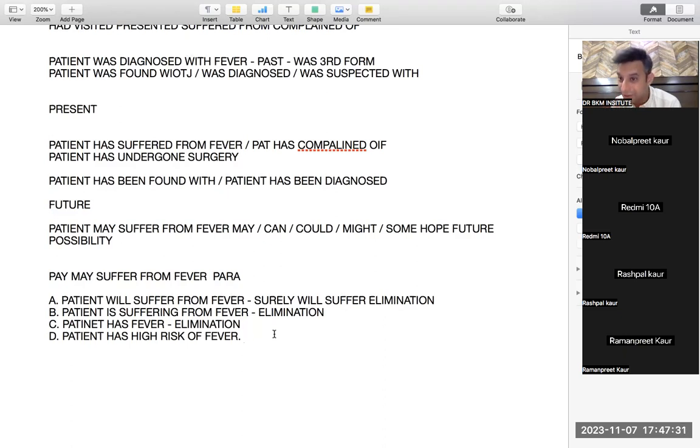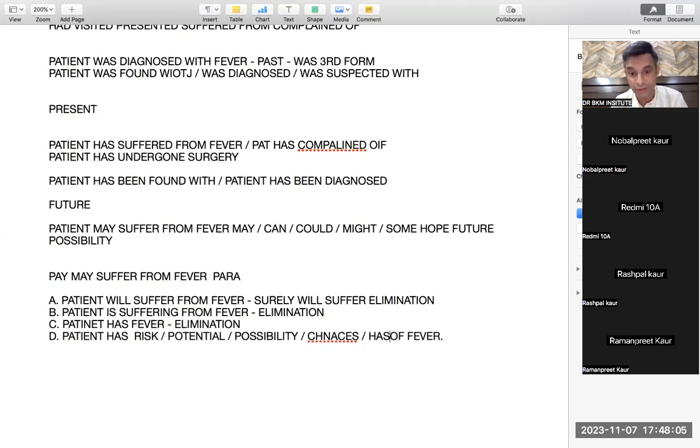Patient has high risk of fever. That means there is still a probability. If I have to make this option 100% correct, then I will say patient has risk of fever. That means there is a probability. Patient has potential of being febrile or having fever. Then also it is correct. Patient has possibility of fever. Then also it is correct. Patient has chances of fever. Then also it is correct.